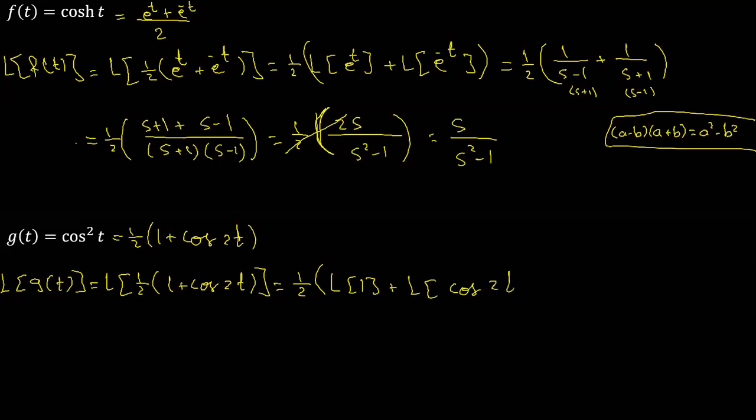Check your table, please. Do you have the rule for number 1? The Laplace of number 1 is given to be what? 1 over s. 1 over s plus the Laplace of cosine 2t. Help me, please, with your table. Cosine 2t: s over s squared plus 4.